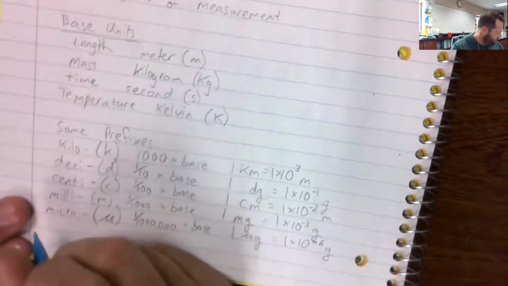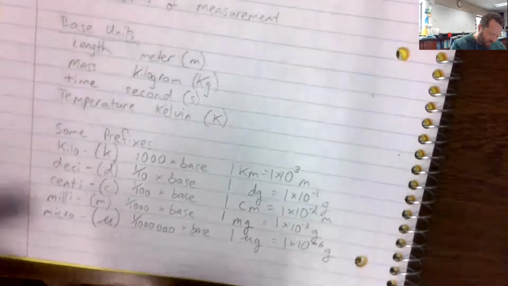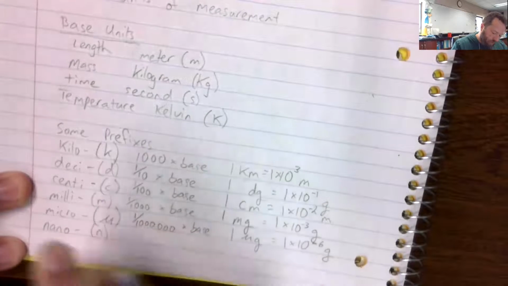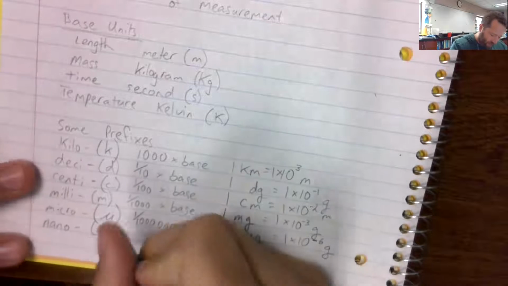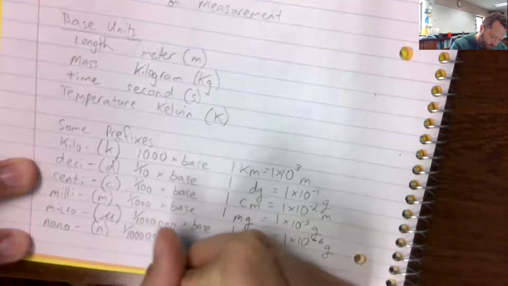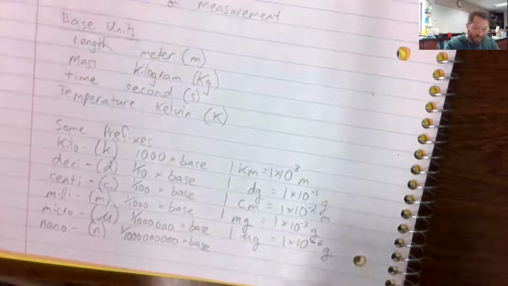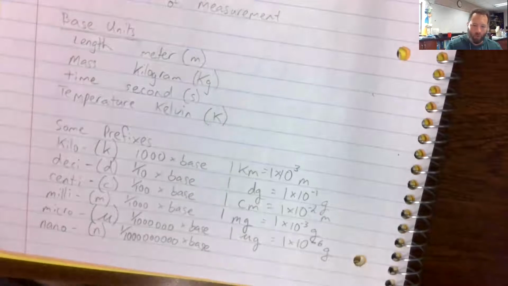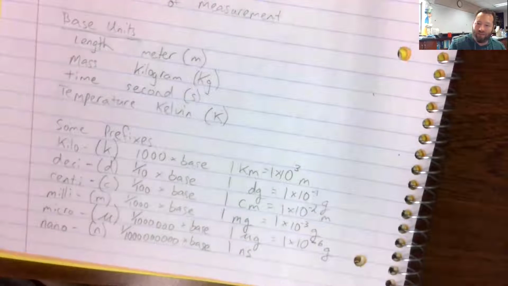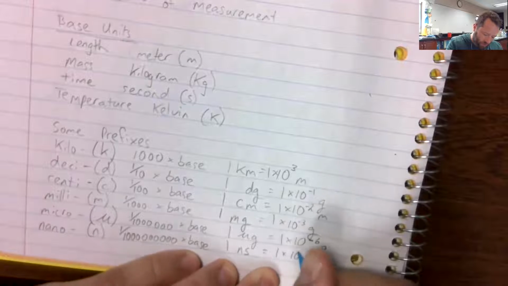Very small amount. And then finally, again, they go smaller. There are a lot more prefixes, but the next one we're going to work with, the last one we'll work with, is nano. Nano, very small amount here. This is 1/1,000,000,000th of a base. Could be a gram. If we had a nanogram, it'd be 1/1,000,000,000th of a gram, or we could have a nanosecond, 1/1,000,000,000th of a second. That'd be a very quick amount of time.